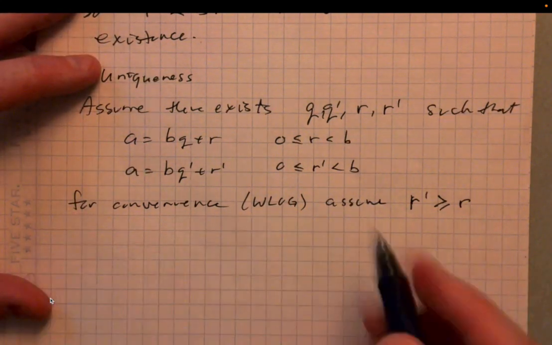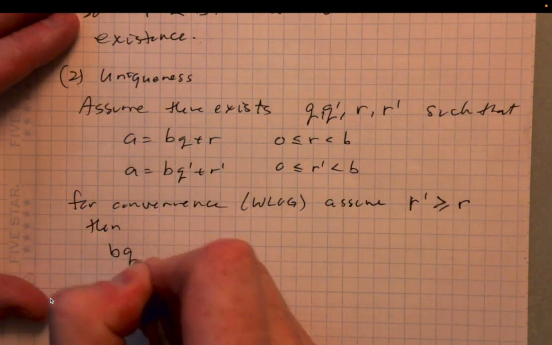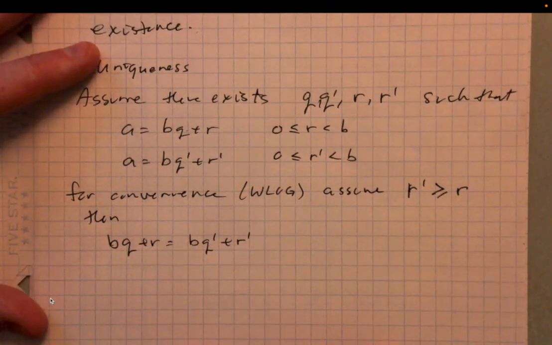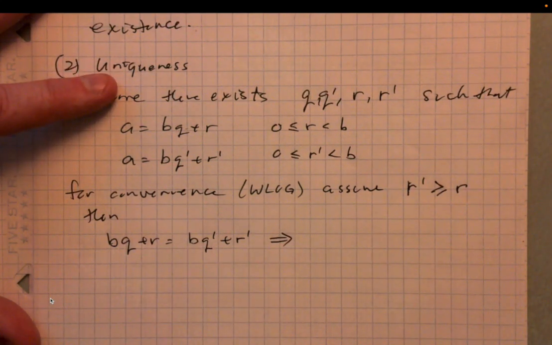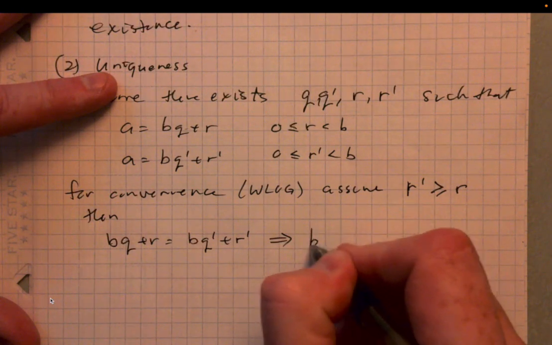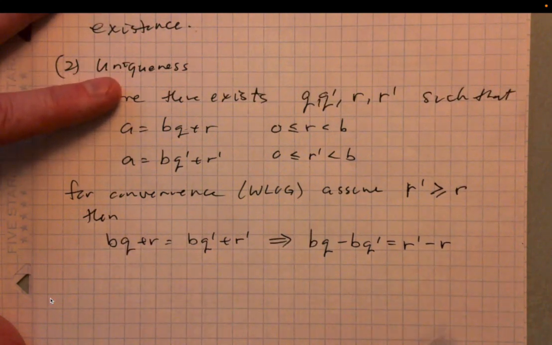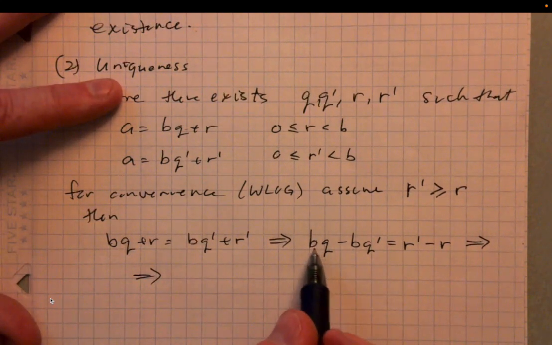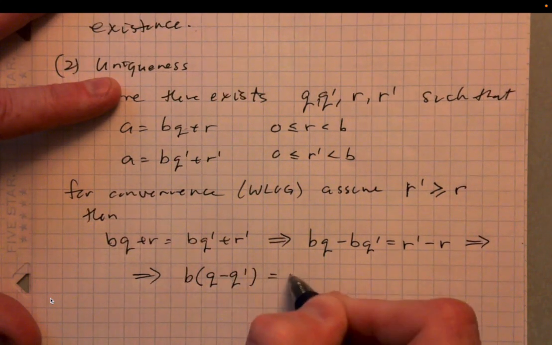So if this is true, then because these are both equal to a, we can equate them, and so I get bq plus r equals bq prime plus r prime. And I can move some things around here. I can bring the bq prime over here, bring the r over there, and so I can get to bq minus bq prime equals r prime minus r pretty easily. And I can do a little bit of factoring here, and I get b times q minus q prime is equal to r prime minus r.